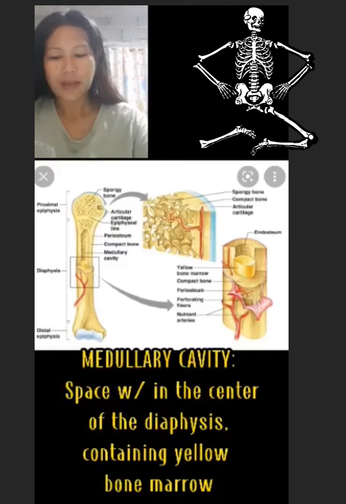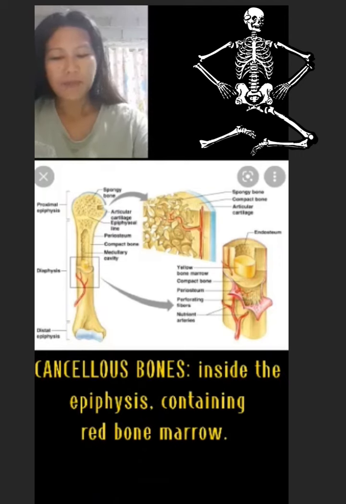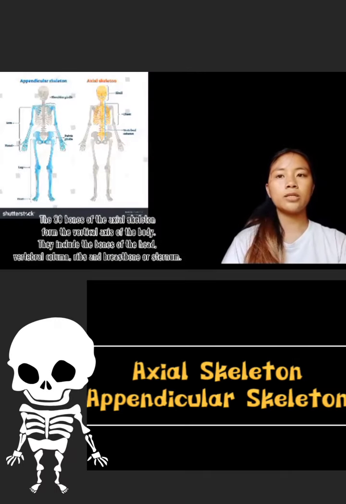Medullary cavity, space in the center of the diaphysis containing yellow bone marrow. Endosteum, lines the medullary cavity. Cancellous bone, inside the epiphysis containing red bone marrow. Axial skeleton. The 80 bones of the axial skeleton form the vertical axis of the body. They include the bones of the head, vertebral column, ribs, and breastbone or sternum.